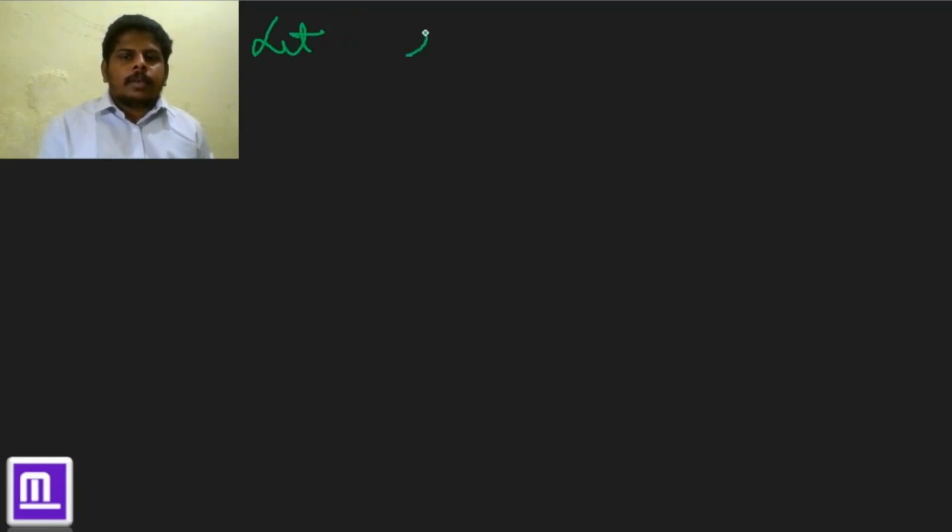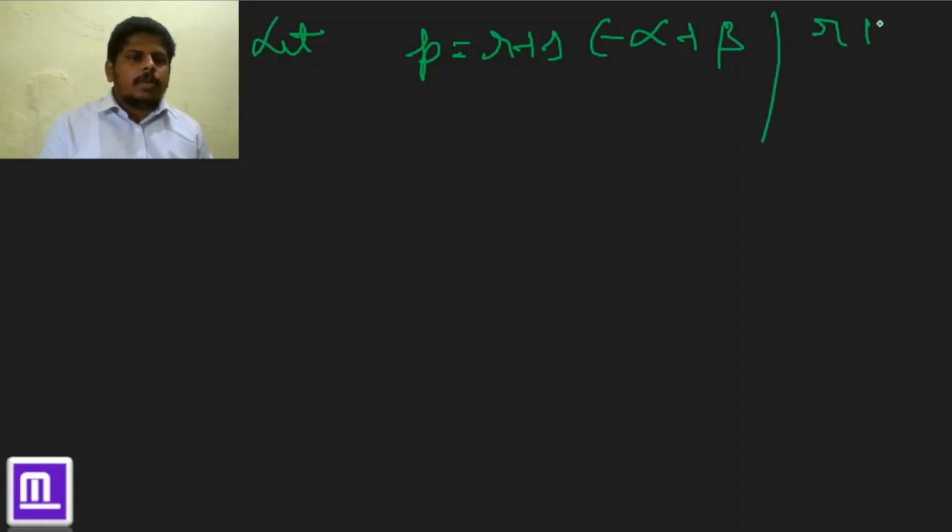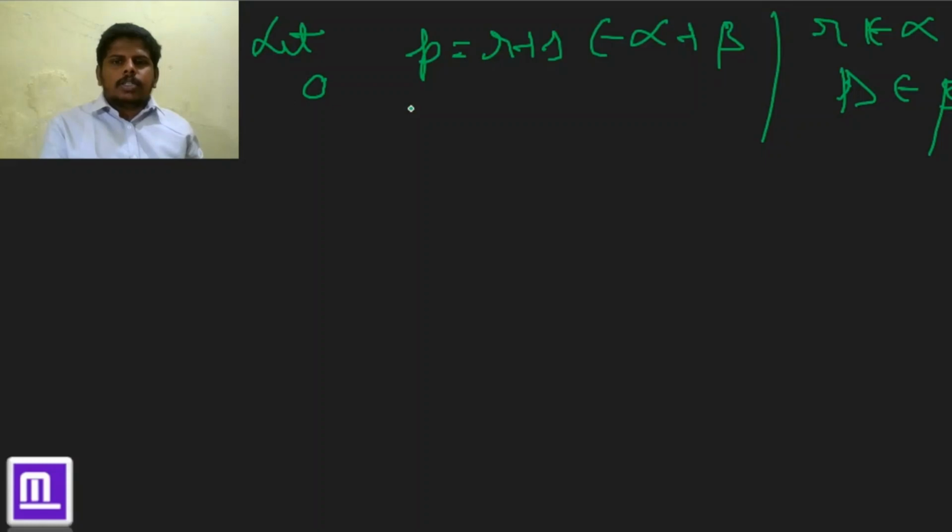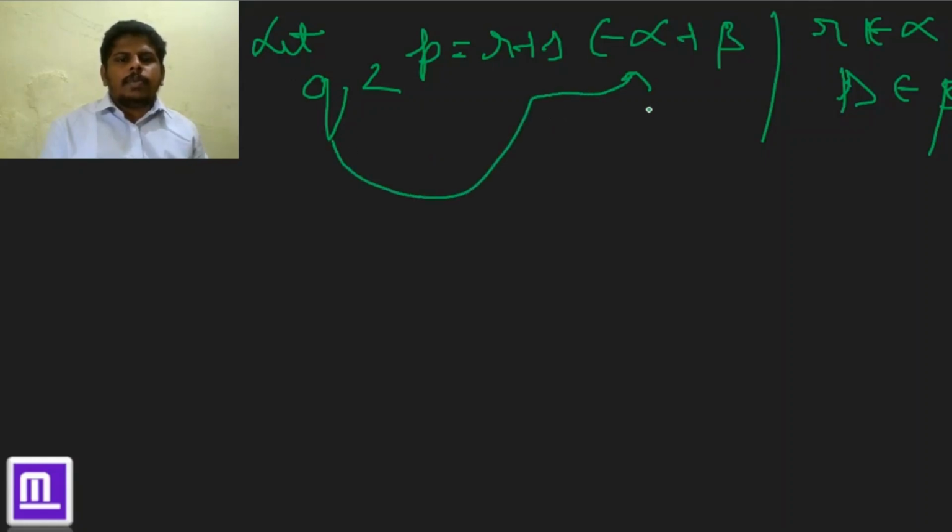Let p equal r plus s, which belongs to alpha plus beta. A simple note here: r belongs to alpha and s belongs to beta. If p is a rational number in the set, and if there is a rational number q less than p, then q must also belong to alpha plus beta. This is our second property. This is what we are going to prove.